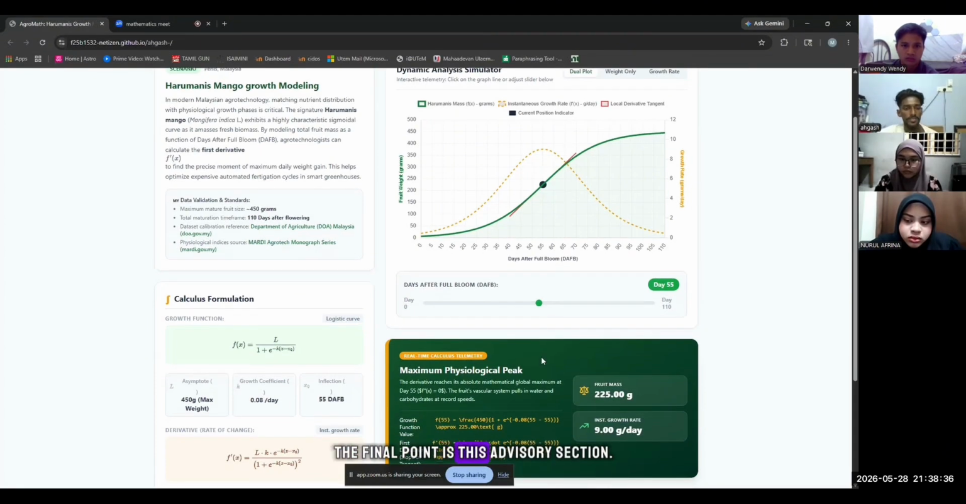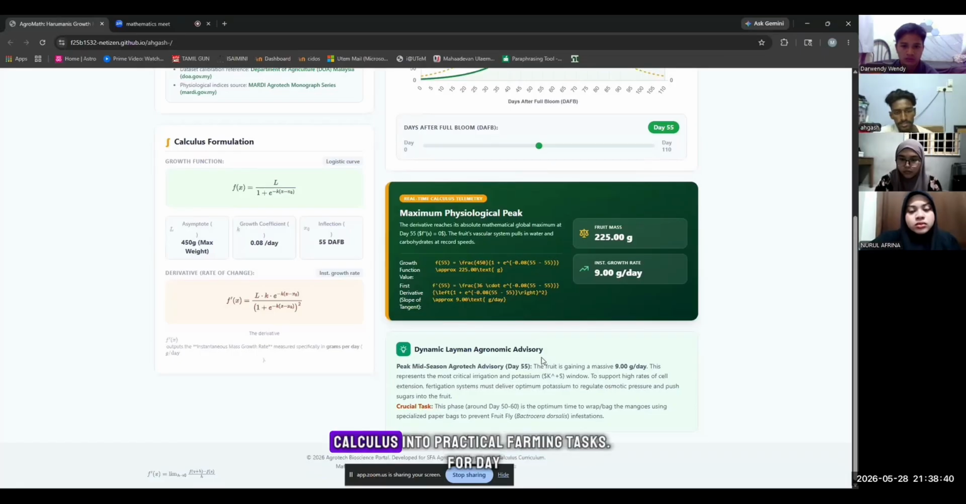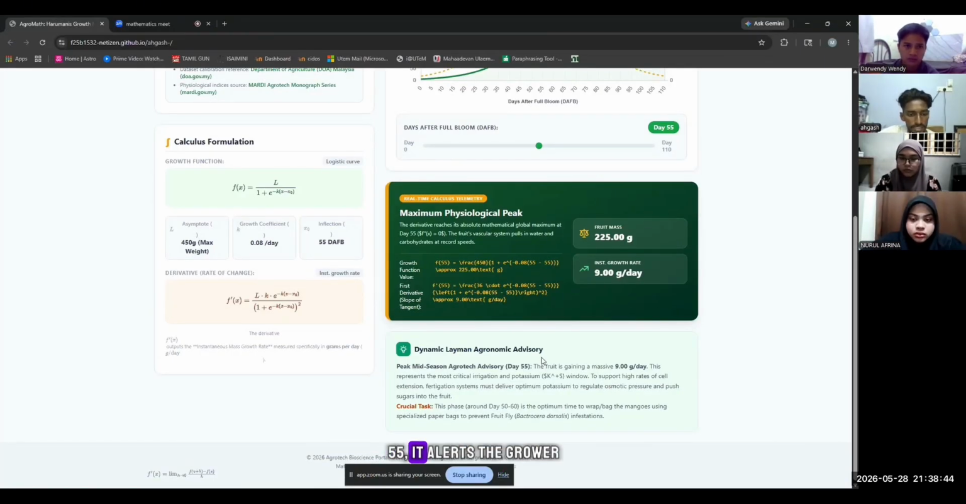The final point is the advisor section. The website translates complex calculations into practical farming tasks. For day 55, it shows the grower that cell extension is at its peak, requiring high potassium and regulated osmotic pressure, and triggers a crucial instruction to immediately wrap a bag to prevent fruit fly.